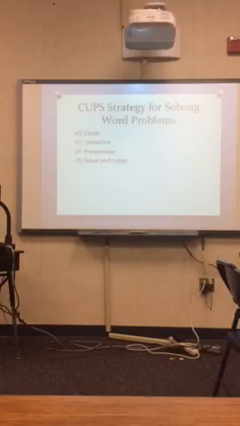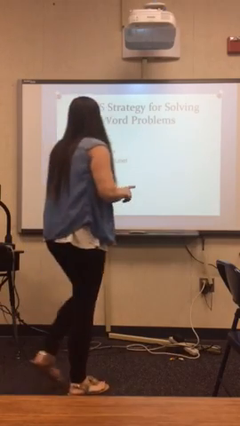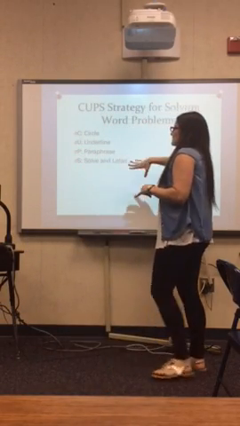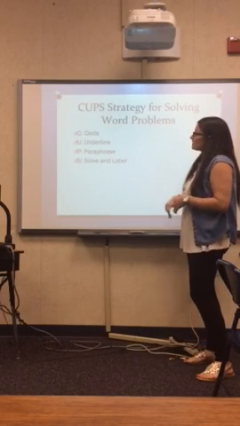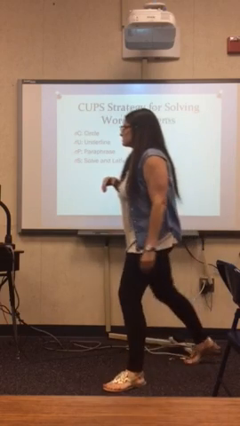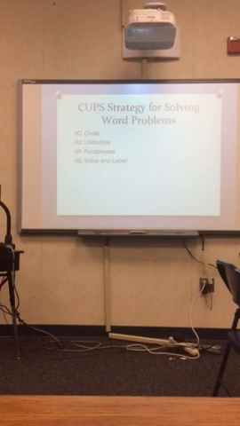So the CUPS strategy for solving word problems. These are just what the letters stand for. And I have this usually hanging on the wall or on the whiteboard of the classroom. So C is circle, and we'll explain in a second what they are circling specifically. U is underline, P is paraphrase, and S is solve and label. This is a favorite of my students.